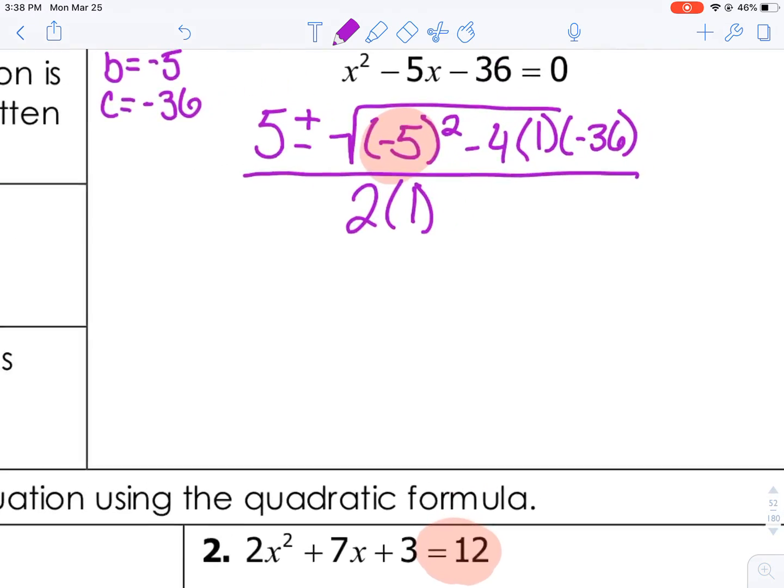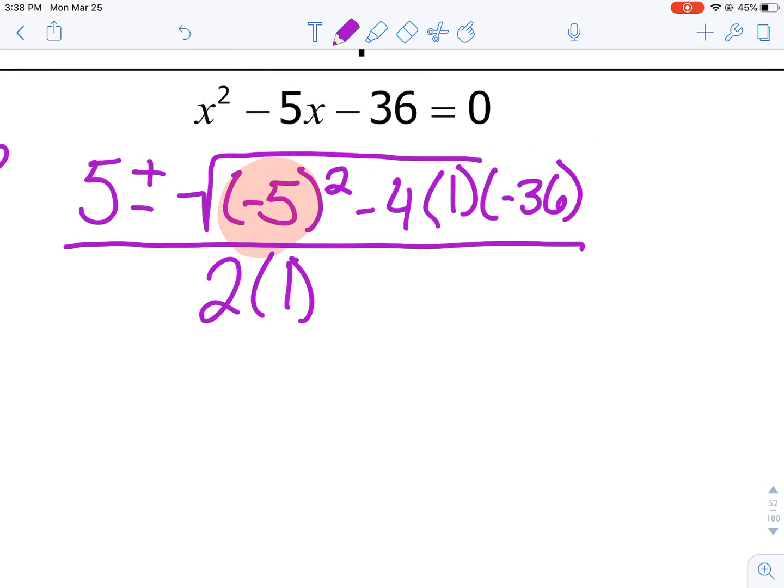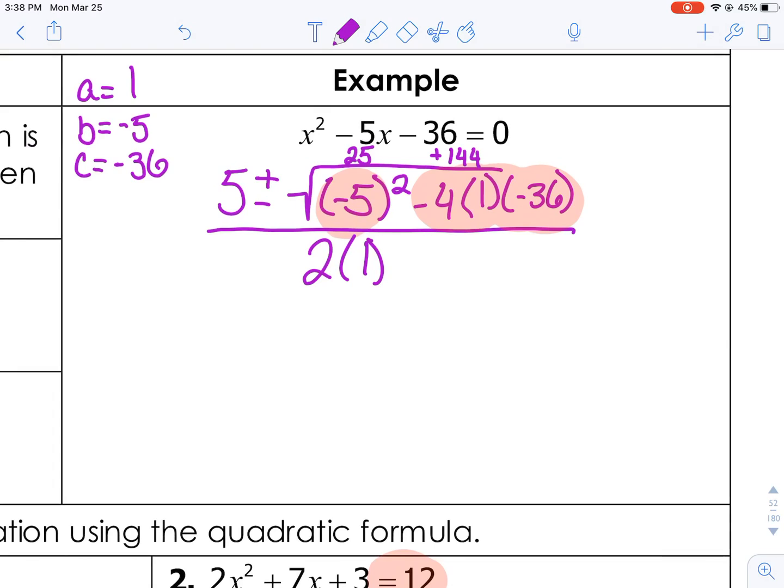So let's take that and simplify it. Let's make it look not so ugly. Negative 5 squared is 25. Negative 4 times 1 is negative 4. Negative 4 times negative 36 is a positive 144. So to make it look a little bit neater, I could say 5 plus or minus the square root of 25 plus 144, all over 2a, which is 2 times 1, which is 2.